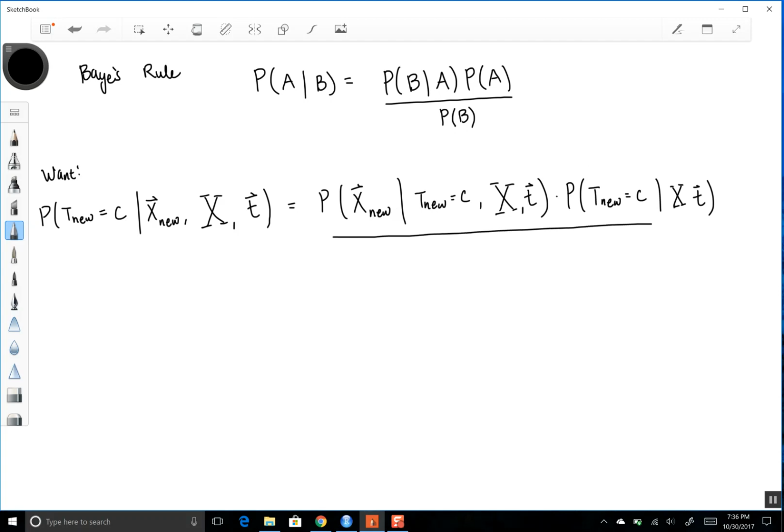And divide this by the probability of our current observation X new, given our training data.